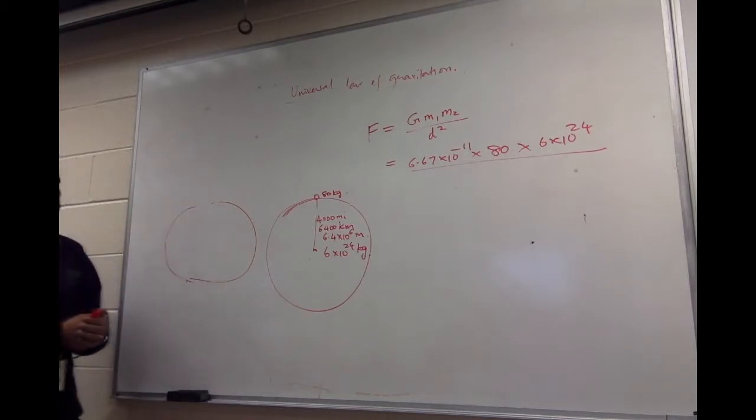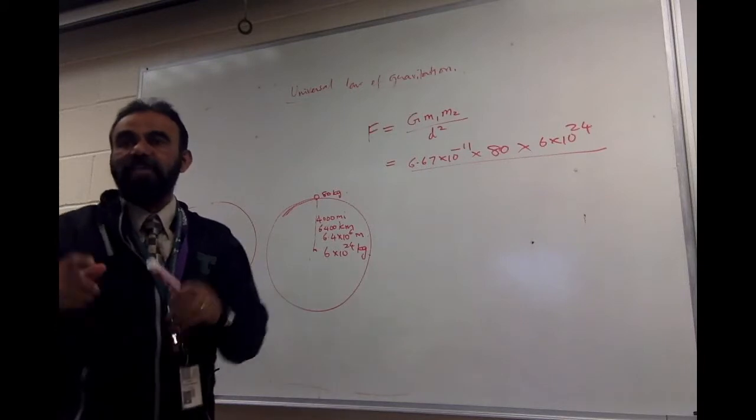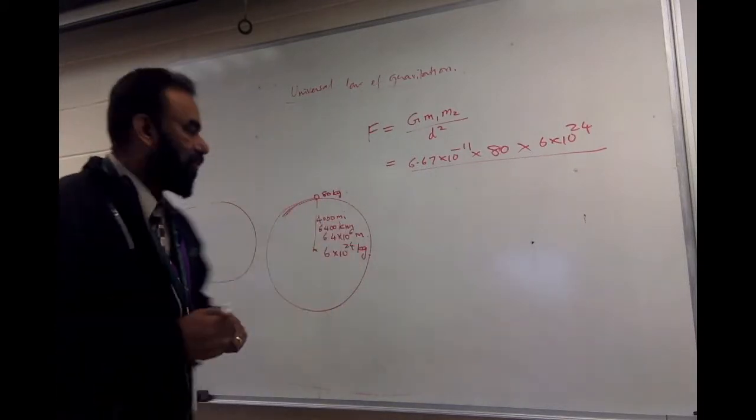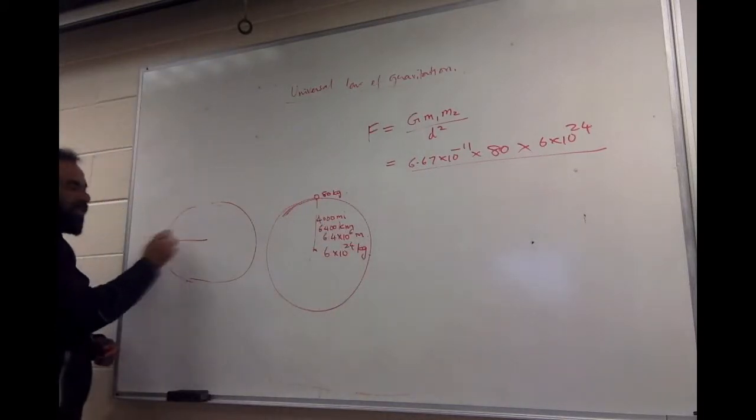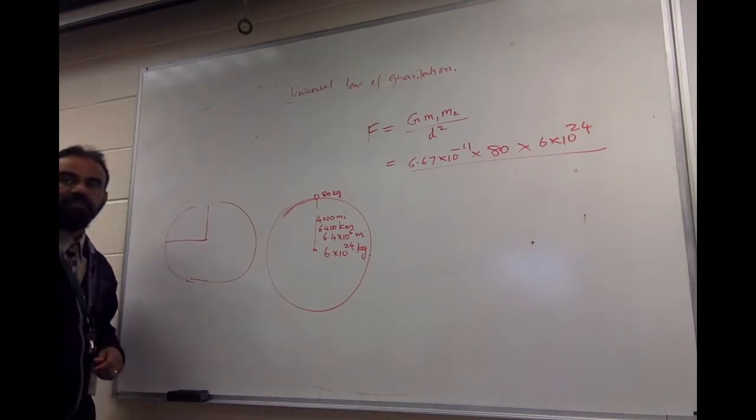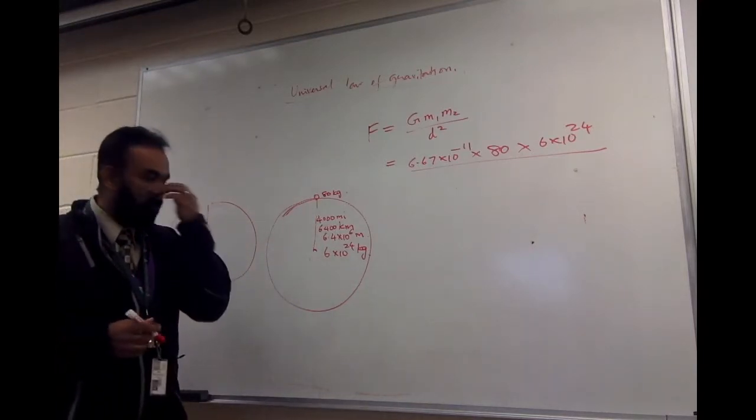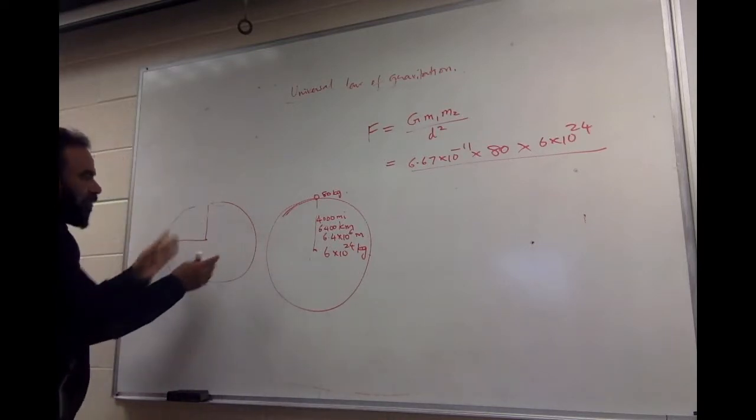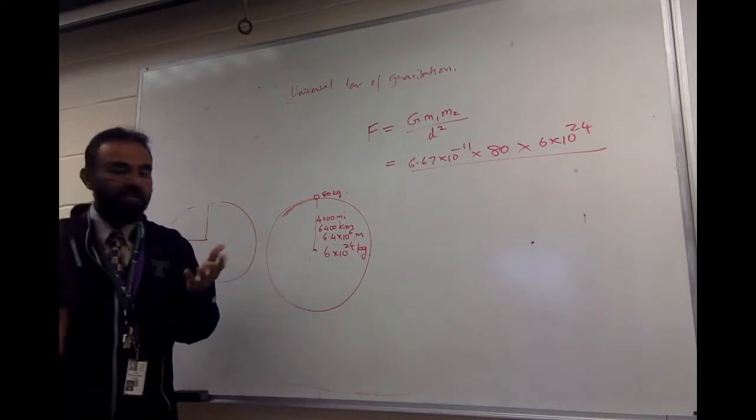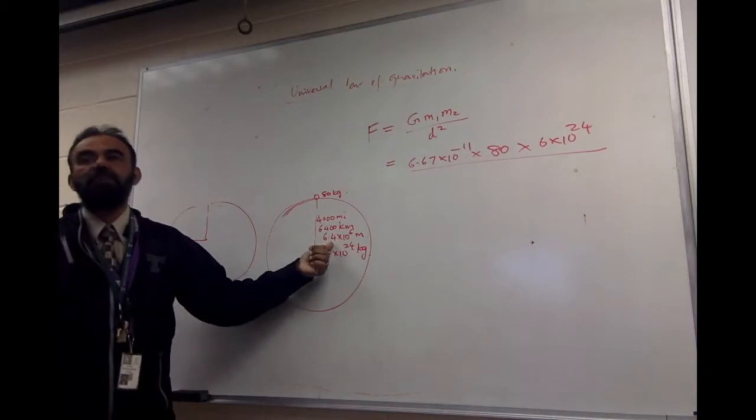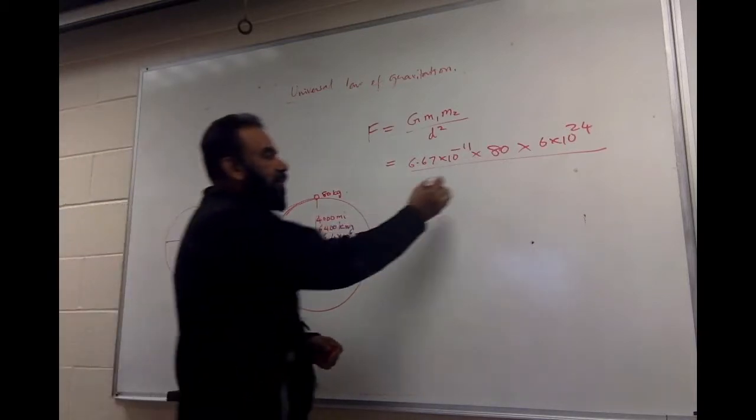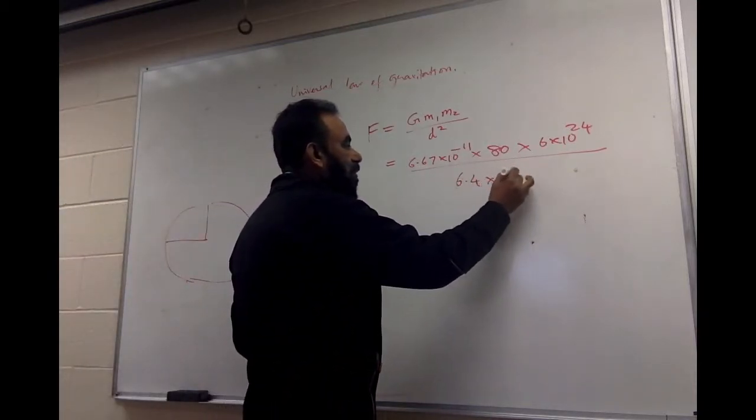So the Earth is actually flatter at the top, and the distance from the center to here is definitely different from here. An approximate value is what I said, 4,000 miles, which is 6.4. On average, if I consider it a spherical shape, that is 6.4 times 10 to the power 6. So we'll put that here. Is that okay?